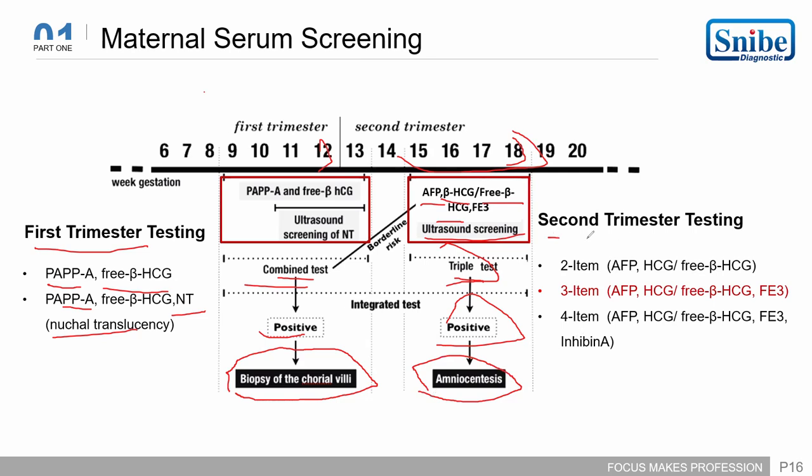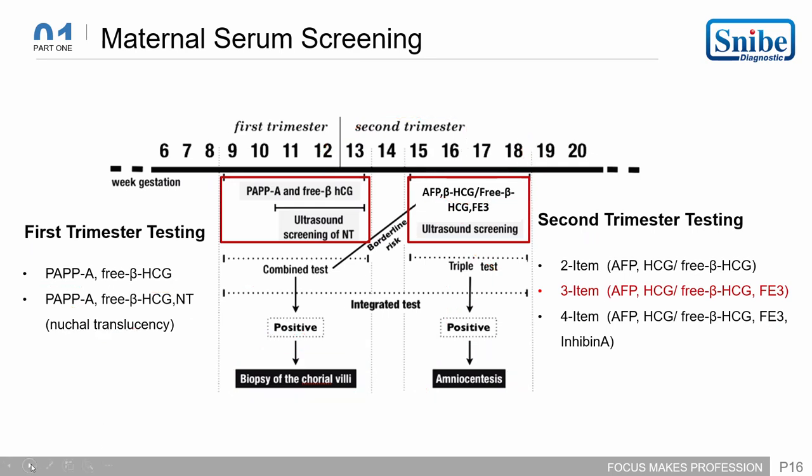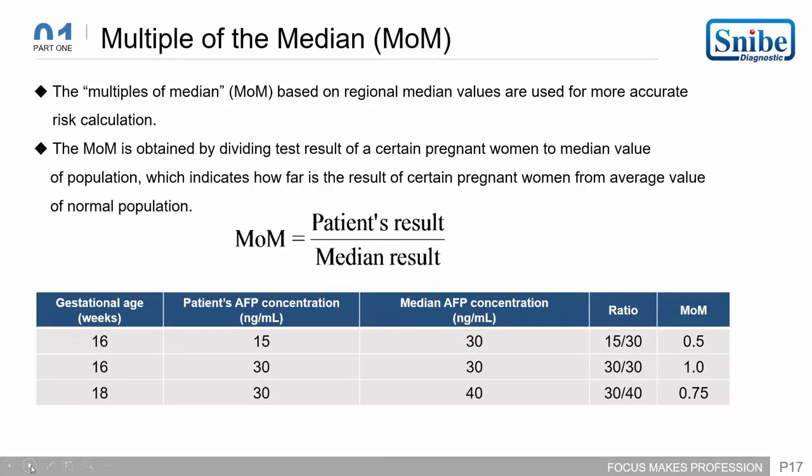For the second trimester, there are 2 items, alpha fetoprotein and HCG or free beta HCG, or 3 items, alpha fetoprotein, HCG or free beta HCG, along with free estriol, or 4 items, alpha fetoprotein, HCG, free beta HCG, free estriol, or inhibin A. These are all the tests required, and then confirmation through the invasive procedure, because the sensitivity and specificity of the invasive procedure for prenatal screening is greater than 99%.